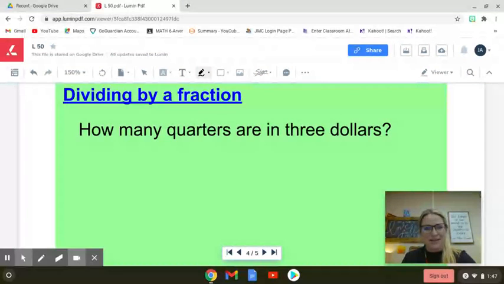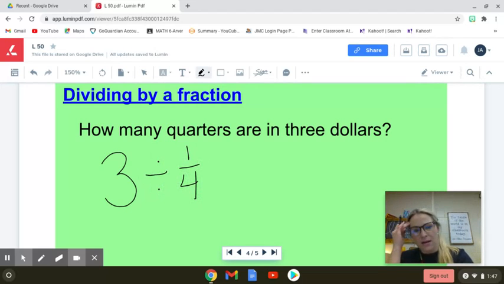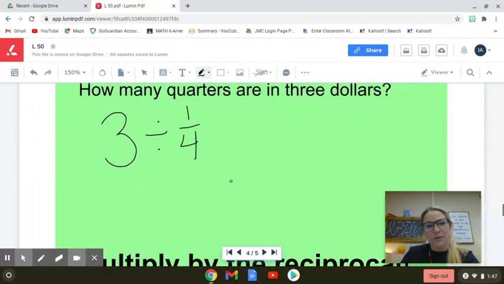The question is this: how many quarters are in $3? So really, we start by asking ourselves this question. We have $3. How many quarters are in $3? So we're dividing $3 to find out how many quarters are in there. To solve this problem, they're saying we can multiply by the reciprocal of this. And actually, that's at the bottom of the slide.